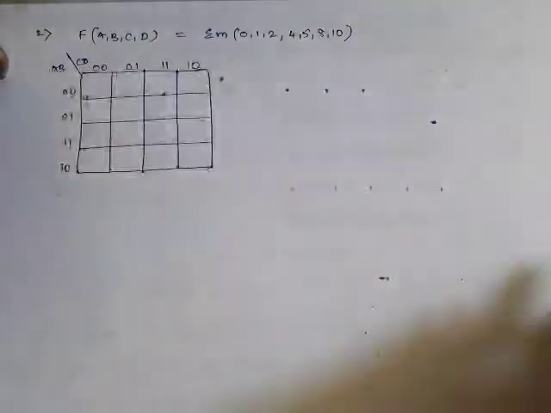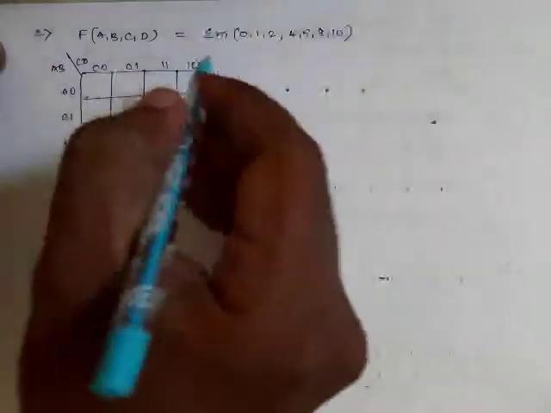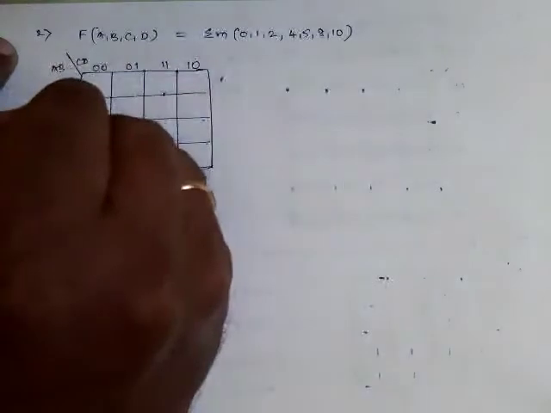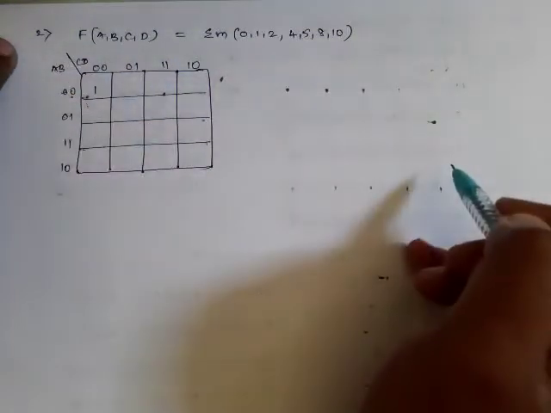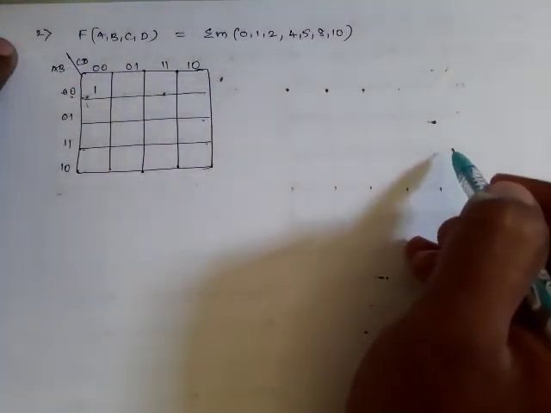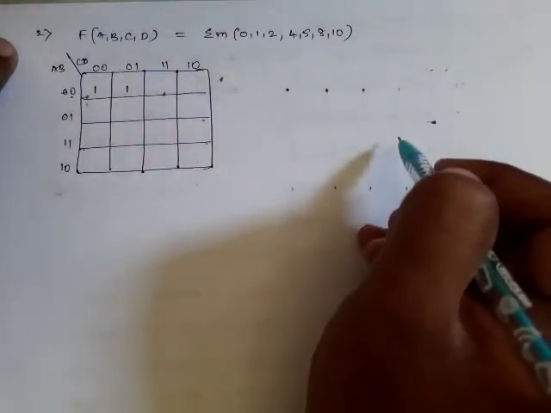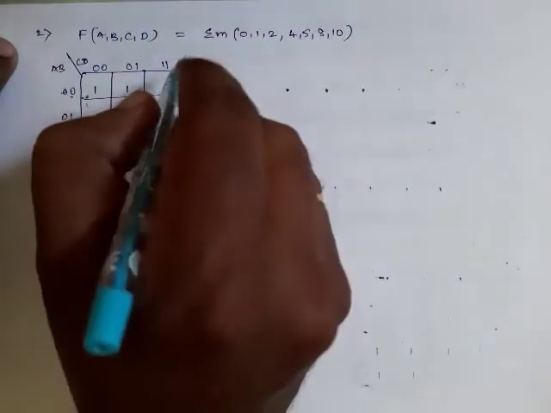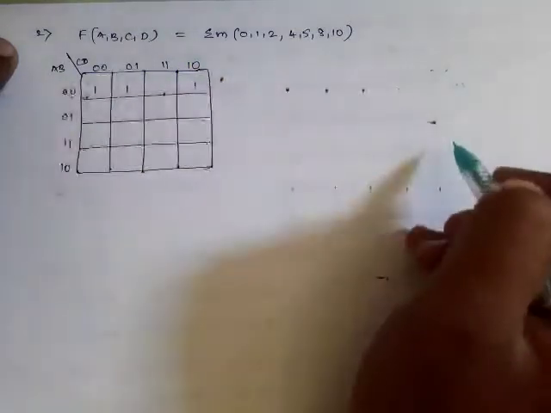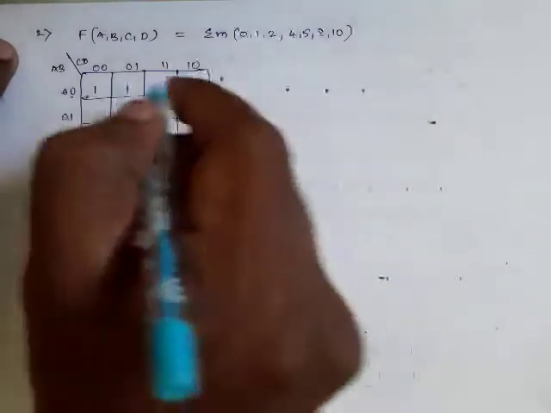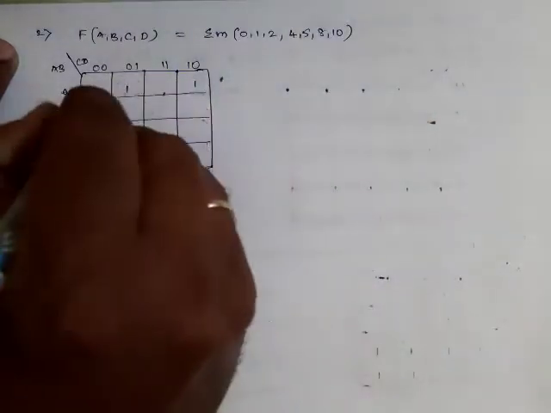1 0. So first, the first minterm is 0, which is equivalent to the 4-bit binary 0 0 0 0. So this is the cell corresponding to this, and 1 is 0 0 0 1. So this is it. So 2 is 0 0 1 0. So this is the cell. And 4 is 0 1 0 0.